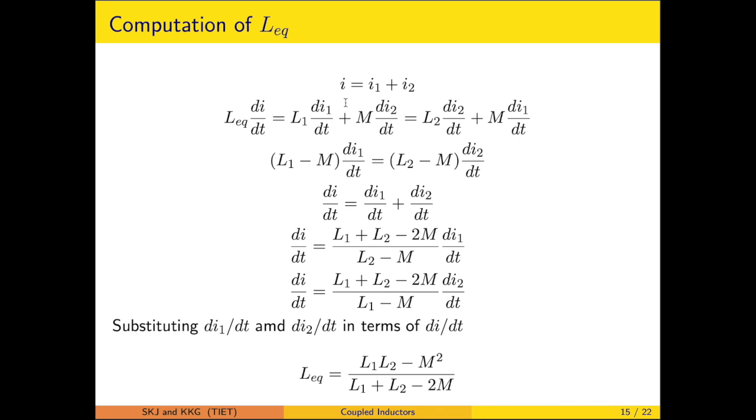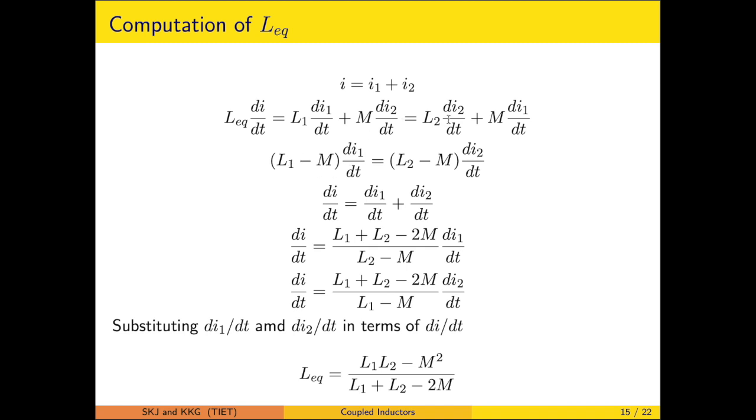So the current, it is done. Let's say the net equivalent inductance is decided by the net current: L eq into di upon dt. This is the induced voltage across one of the parallel branches, so that is L1 di1 upon dt plus M di2 upon dt. Similarly for the other branch. These two equations are used.